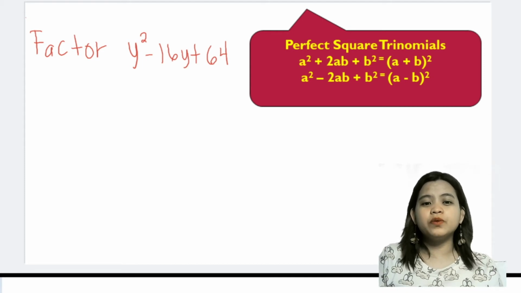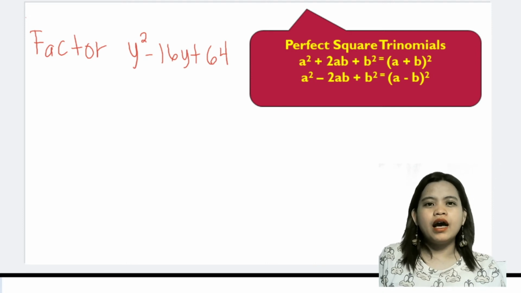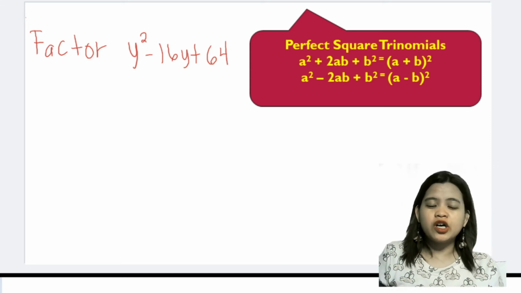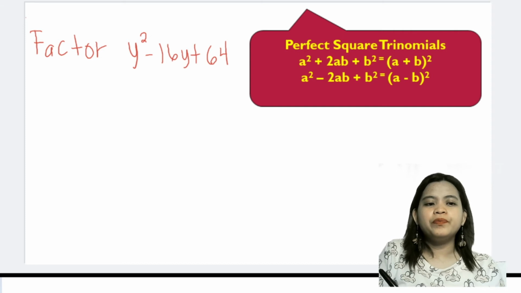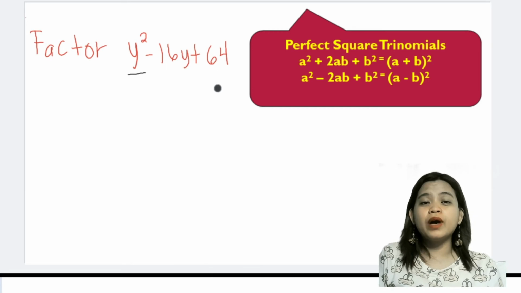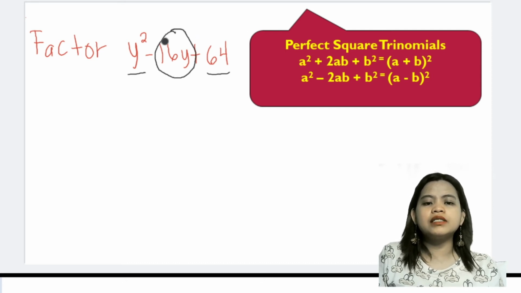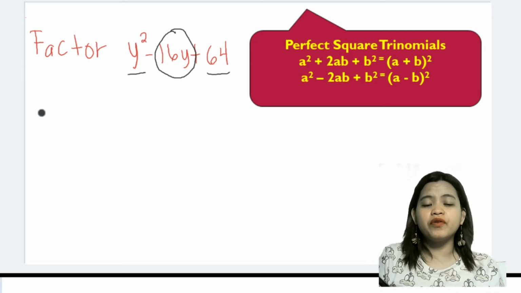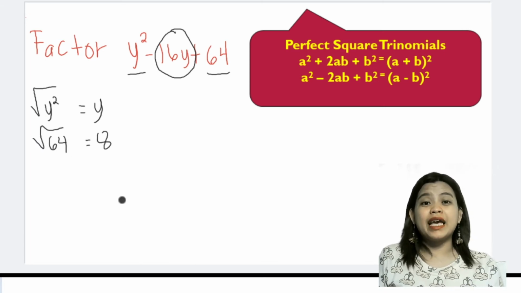Factor y squared minus 16y plus 64. Again, in order for us to recognize if it is a perfect square trinomial, we need to satisfy the two conditions. The first condition is the first term and the last term must be a perfect square. So, as we can observe, our first term is y squared and the last term is 64. They are both perfect squares. Now, the second condition is the middle term must be twice the product of the root of the first and the last term. We need to get first the square root of the first term. So, square root of y squared is equal to y and the square root of the last term, which is 64, is equal to 8.